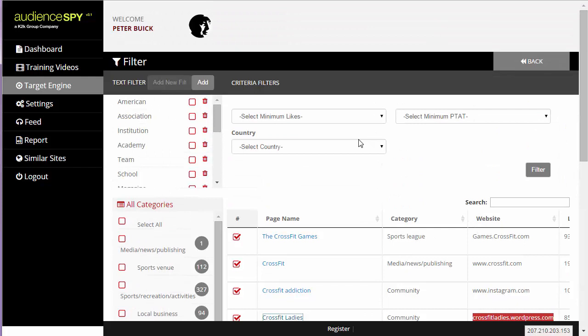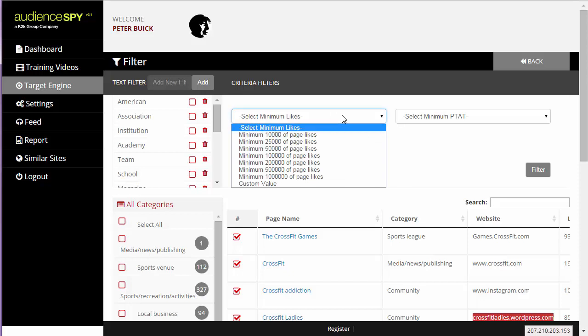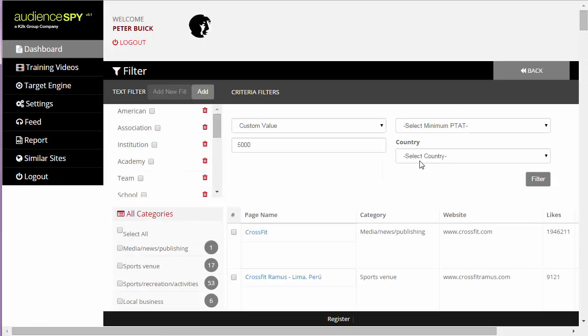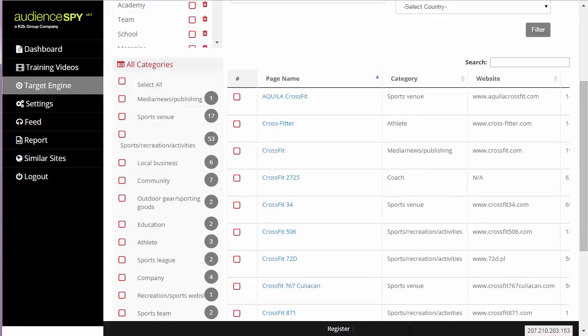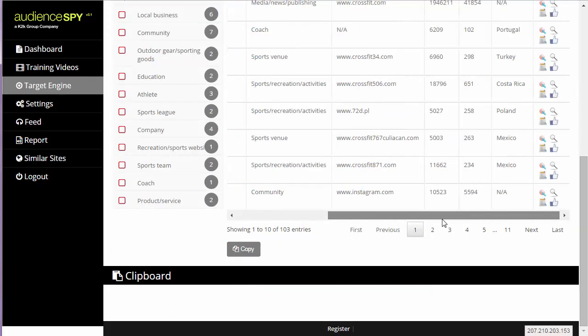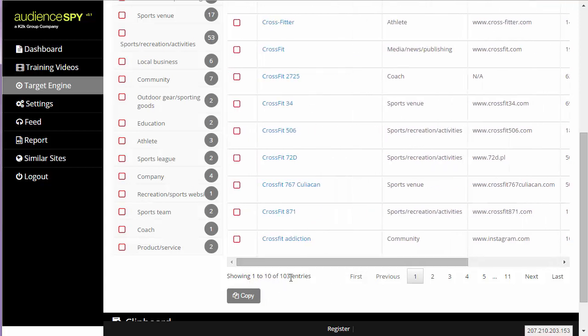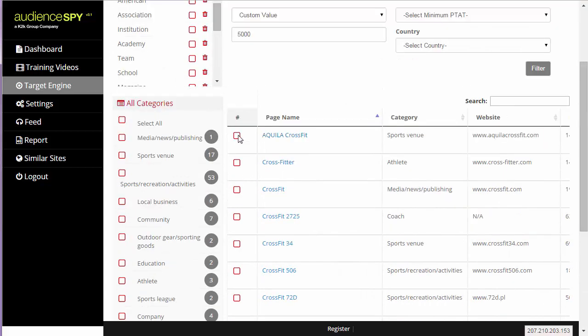Okay. So the other thing we can do is set the minimum number of likes. So I'm going to do a custom value. Basically, if it's something like 5,000 or so, then it's more likely that Facebook will have tracked it. So now we can see these should all be 5,000 kind of figures. We've got 103 entries now, so I'm just going to take them all really.